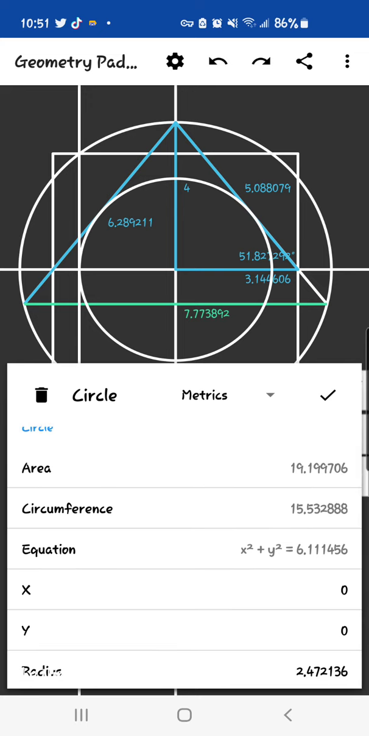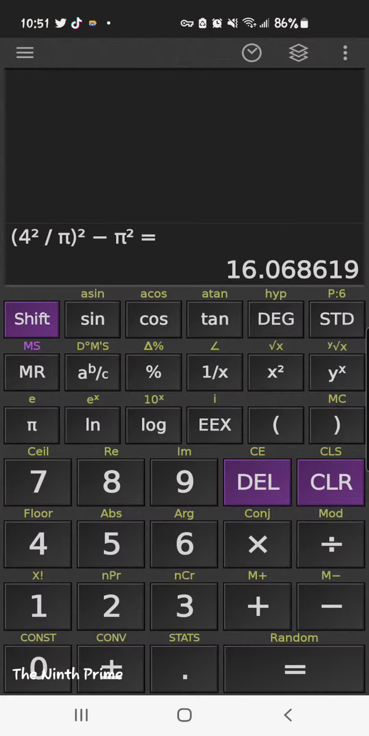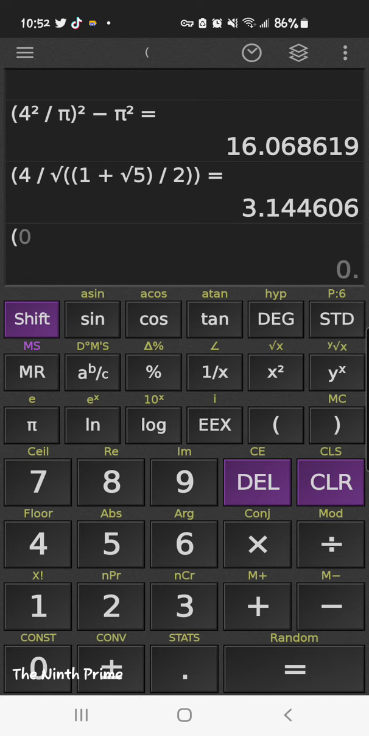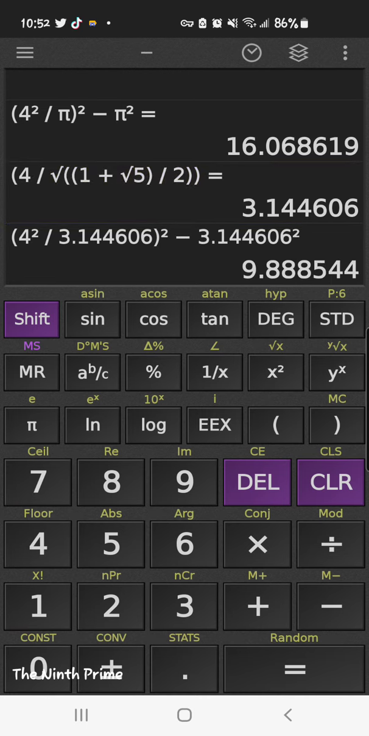And we already know it's wrong. We have the proof right here. No, we don't have the proof. I'm going to show you the proof. So 4 divided by the square root of phi, giving us the pi that we need for this equation. And now we do 4 squared divided by pi. We square minus pi.